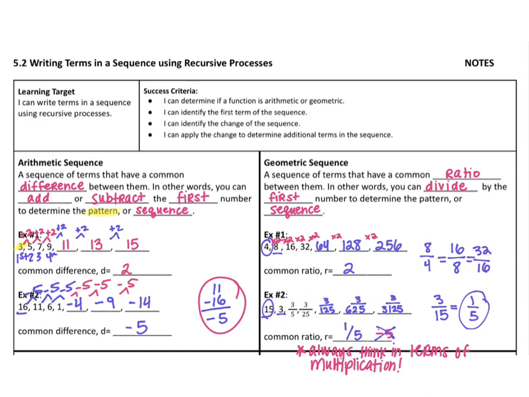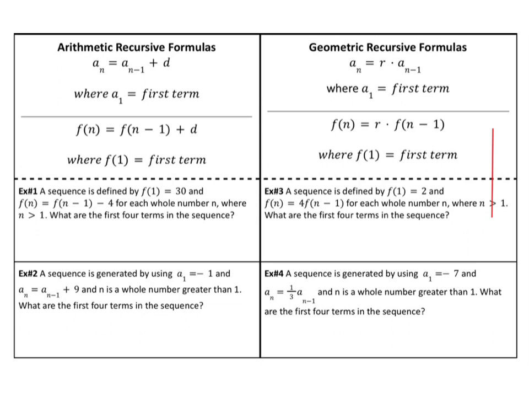Now let's look at what the heck recursive processes are, right? We learned about arithmetic sequences and geometric sequences. What is an arithmetic recursive formula? What's a geometric recursive formula? Let's take a look. So you'll see them written in two different ways. One in terms of a sub n, which is typical to sequences, and then sometimes written in terms of a function. That's where you see that second one, that f of n.